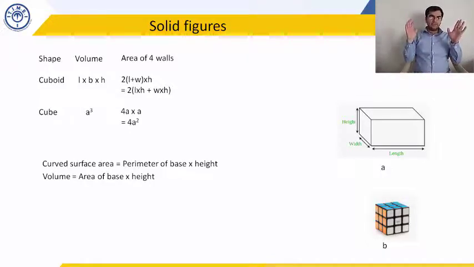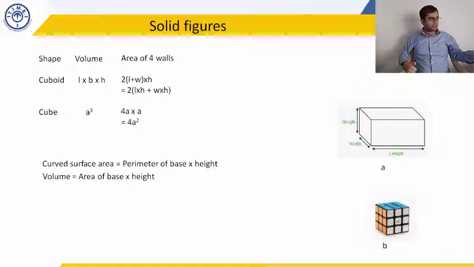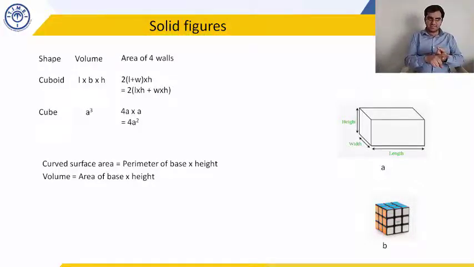Of course, you can calculate it manually also. What would be the area of this wall? It would be length into height. Same for the opposite wall. So that becomes 2 times length into height. The wall on my right would be width into height. The wall on my left would be width into height. So I get 2 times length into height plus 2 times width into height, and that is the curved surface area of a cuboid.